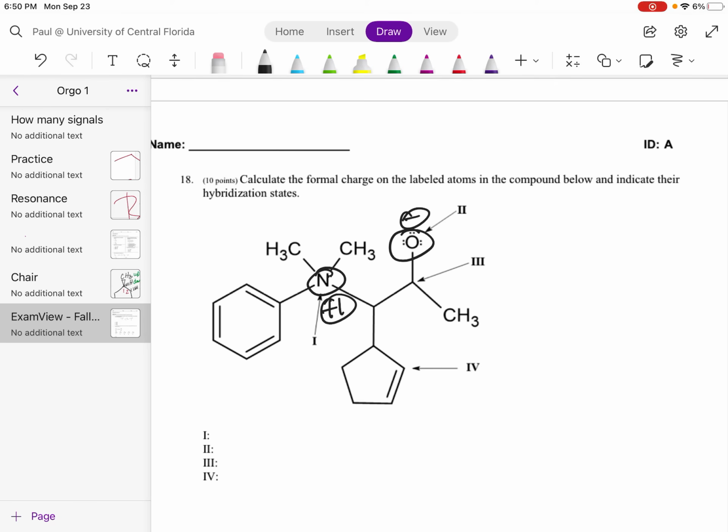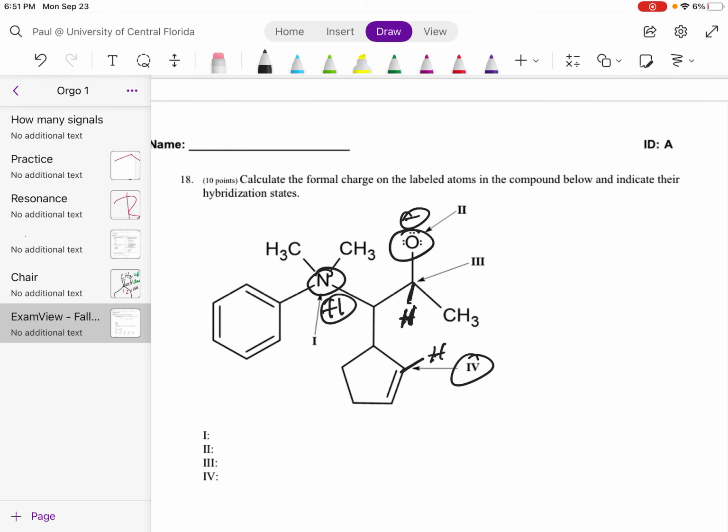Let's do carbon 4 right here. We do have a hydrogen coming off of there, so that would be just neutral. Number 3. How many bonds are shown? We're not showing any. With that, there is 1 hydrogen coming off of there, and so there's 4 groups, so that would have a formal charge of 0.